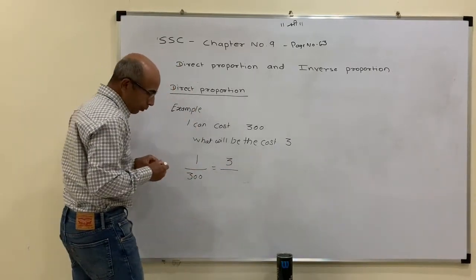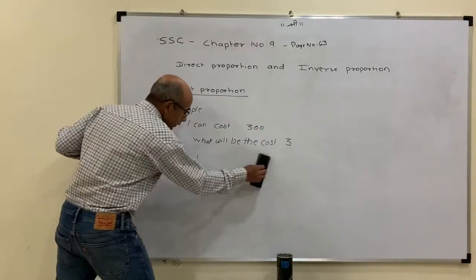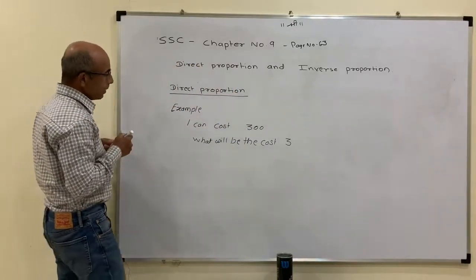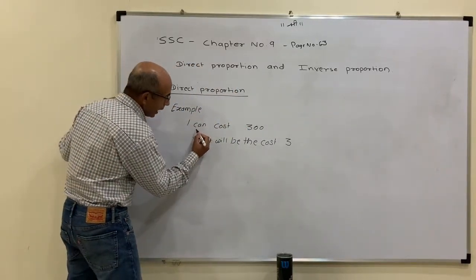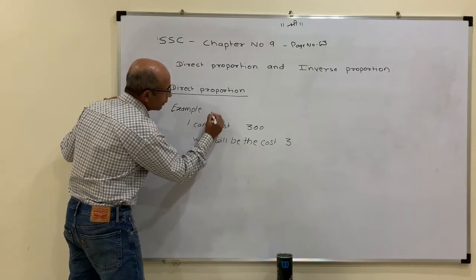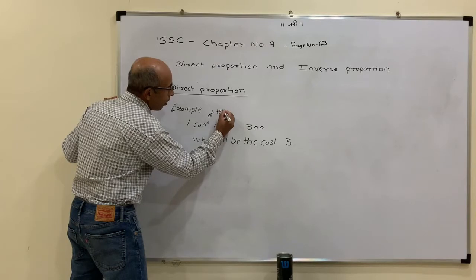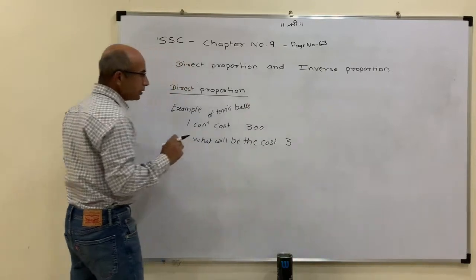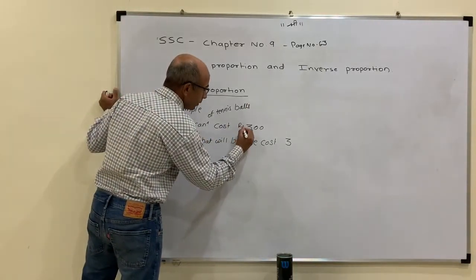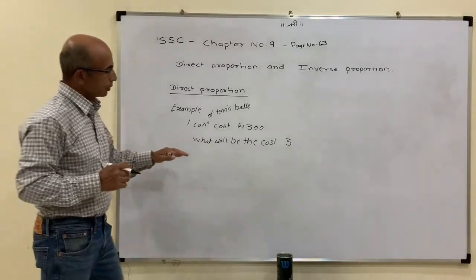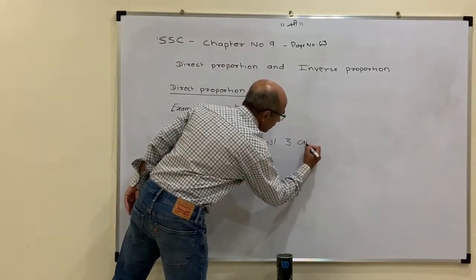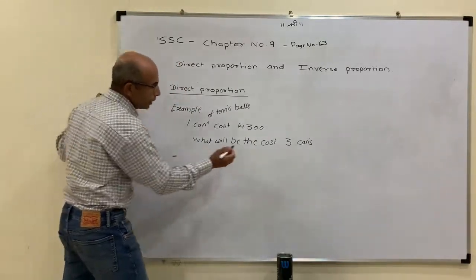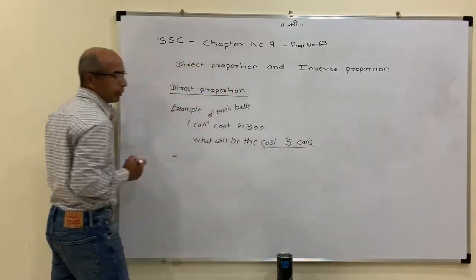So before we approach this kind of problems, let's follow a standard practice. Now the example, what the question is: 1 can of tennis balls costs rupees 300. What will be the cost of 3 cans? Now, what is to be found? The cost for 3 cans is to be found.